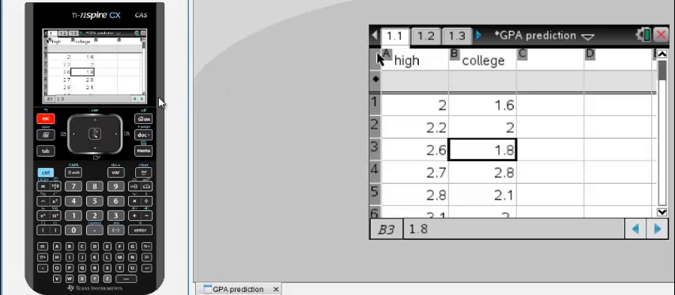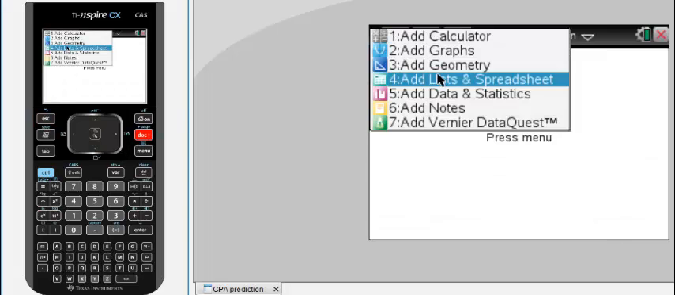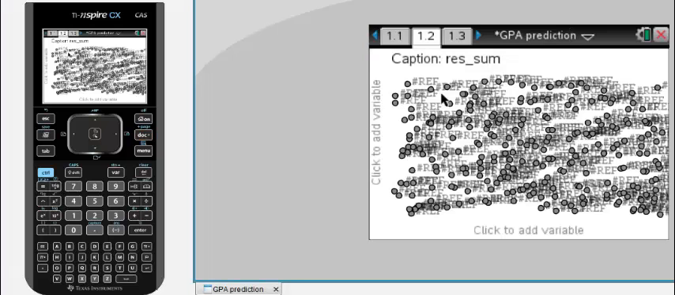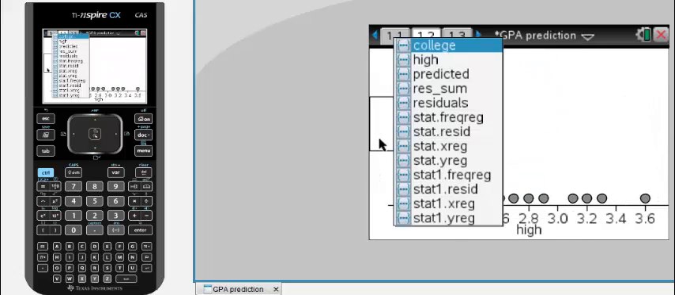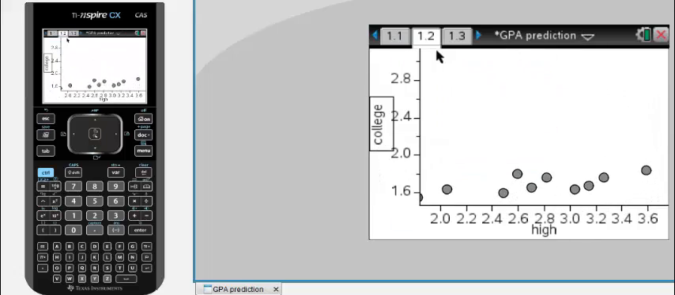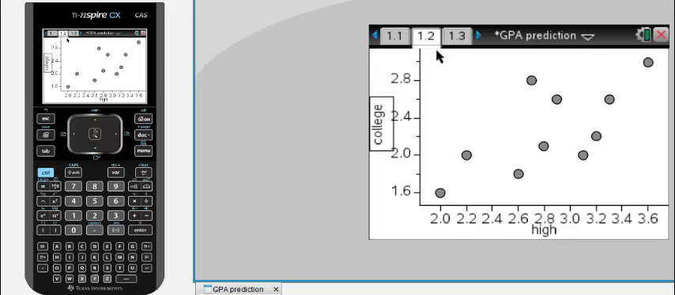So let's recap a little bit about what we did last time. Let's get a scatter plot here of my high school GPAs and my college GPAs and see if there's some type of correlation. And just by looking at it, you can tell it's a positive correlation.